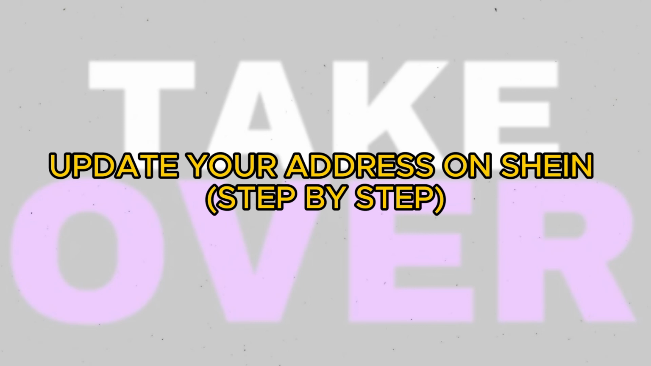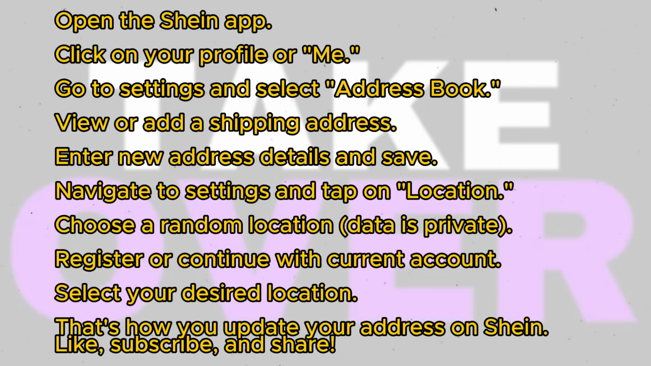In this tutorial, I'll guide you through the process of updating your address on Shein step by step. Firstly, open the Shein app on your device. Next, click on your profile or Me from the bottom bar. Then, navigate to Settings and click on Address Book. Select your shipping address to view it.